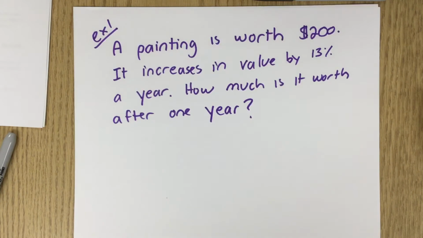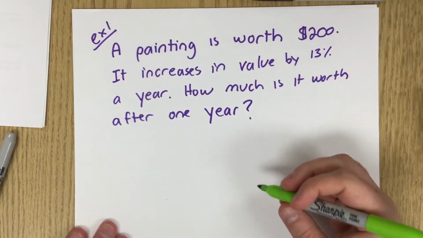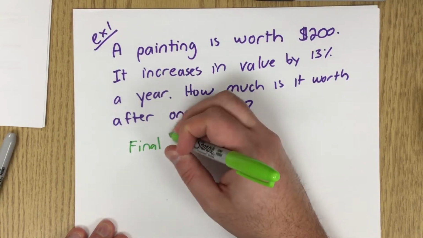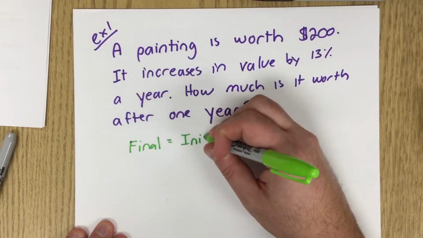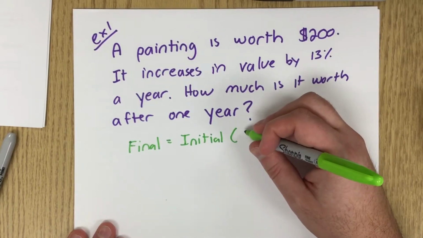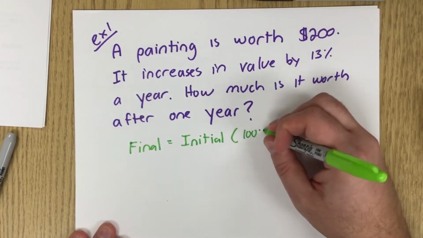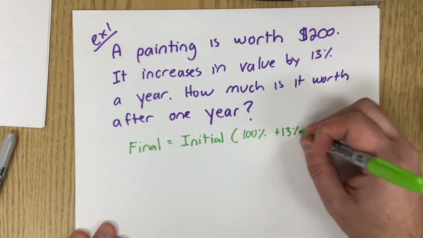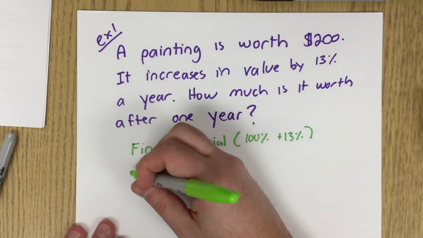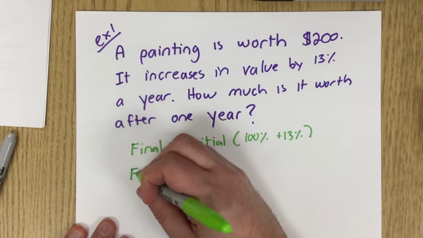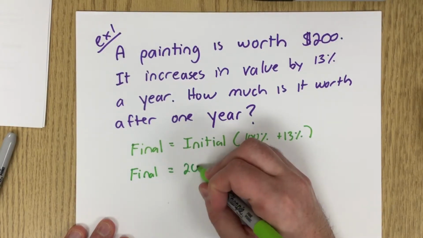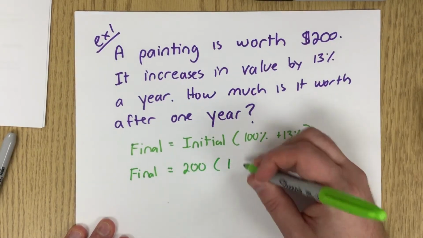So after 1 year, we know that the final amount that it's worth is going to be the initial amount that it's worth, and we're going to multiply it by, so we started off with 100% of the value, and then we're going to add 13% of the value. That's kind of a formula for an increase in value of 13%. Or to put it another way, the final value in this case is going to be the initial value, which is $200. And I'm going to write the percentages in decimal, 0.13.